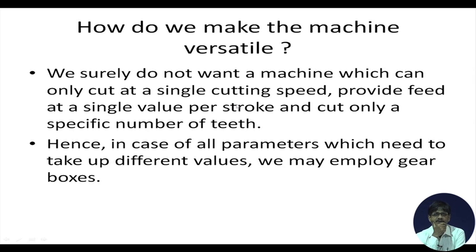Now comes the question: just making a machine in which all these things are possible is not the full solution. People won't be interested in your machine if you say, yes, my machine has all these 5 motions, but it has only one particular strokes per minute, one particular gear can be held, one particular blank can be held, and only a certain number of teeth can be cut. Maybe it can only cut 56 teeth. Then what's the use of it? It has to be versatile.